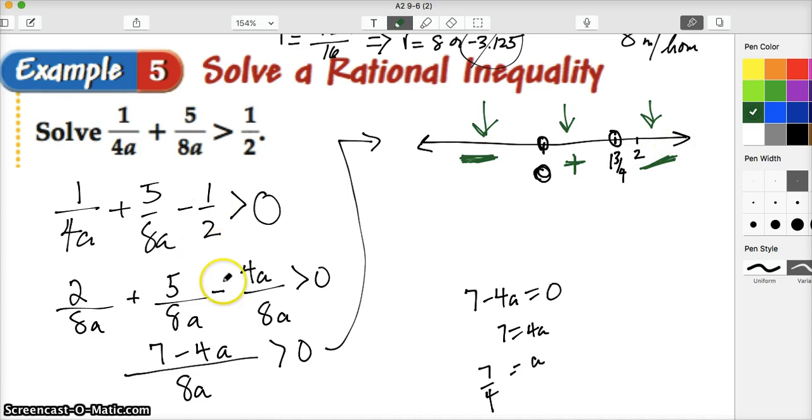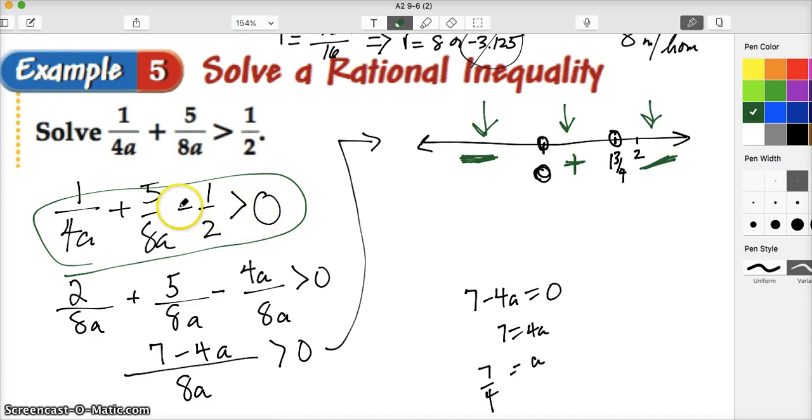Now let's go back to the question. We wanted to find something that's going to satisfy this, and then we translated it to this. So we're comparing to 0, which makes life a little bit easier. Now I can see I'm looking for something that's going to make this expression greater than 0, being positive. So the section I'm concerned about is here. So my answer is all a values such that they are between 0 and 1 3/4.